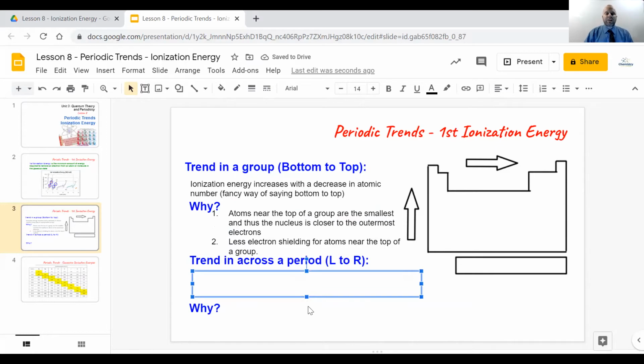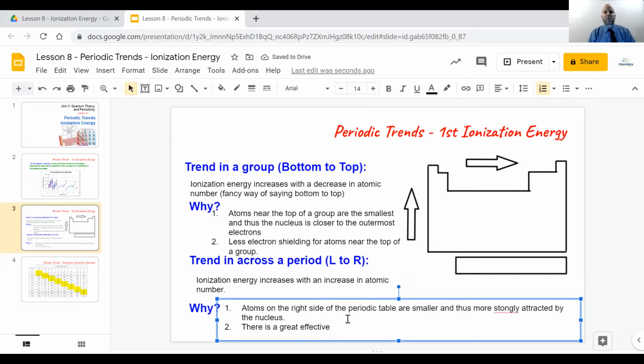Now let's re-examine the trend across the period from left to right. We find that ionization energy increases as you go from left to right, meaning the noble gases have the highest ionization energies in their group. It requires more energy to remove an electron from a noble gas than any other element in that same period. The second reason why it is more difficult to remove an electron from an atom on the right side of the table is that the nucleus is stronger. There is a greater effective nuclear charge due to an increase in the number of protons.